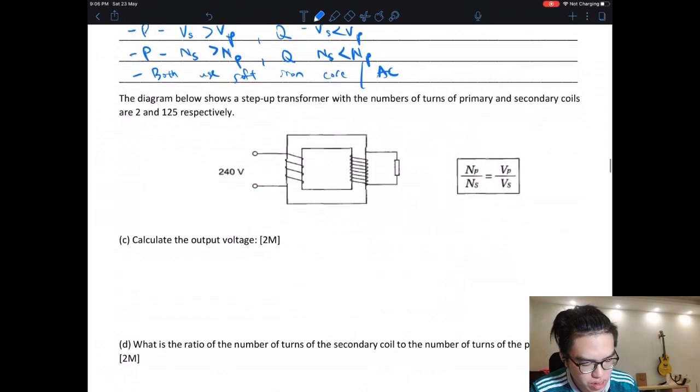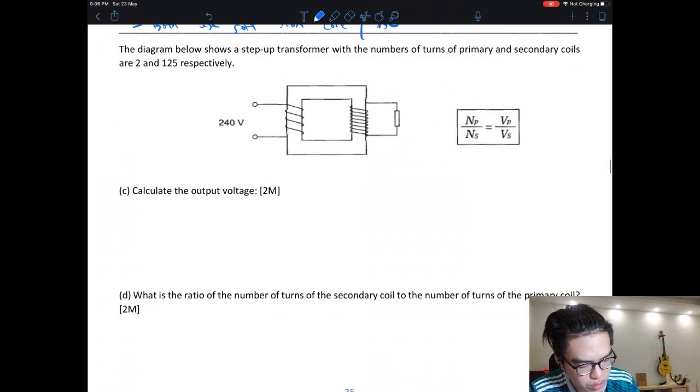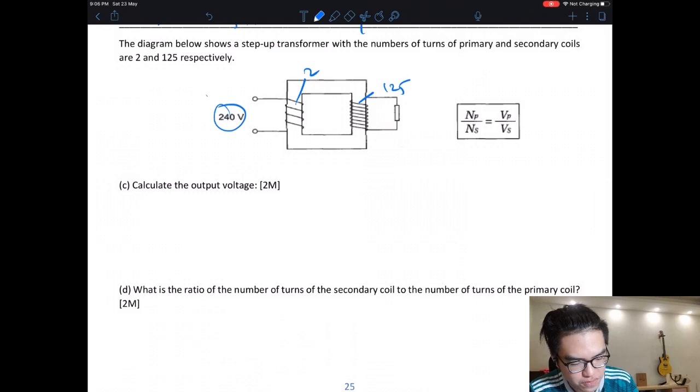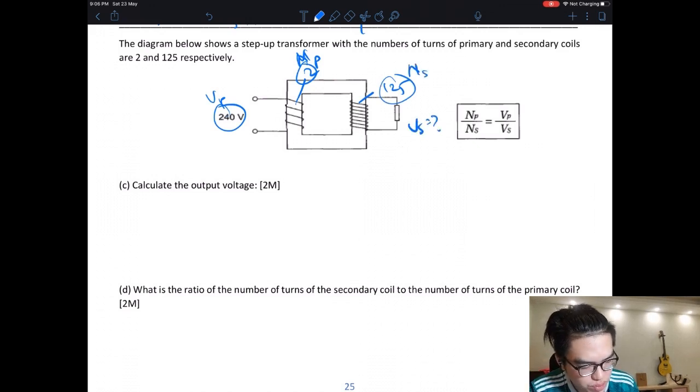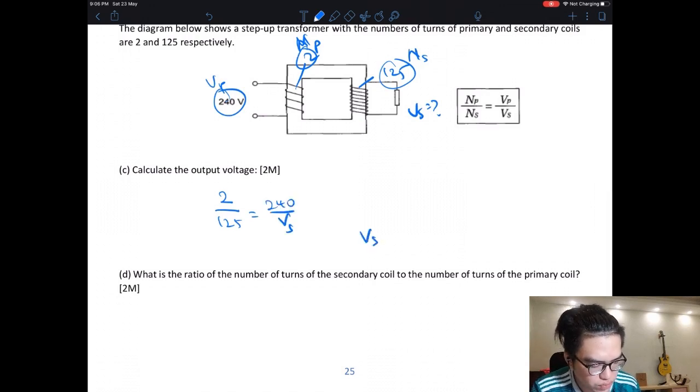Okay, so calculate. Oh, they even draw it for you. So this is 2 and 125. This is my VP, NP. This is NS. So VS I don't know. So I just put it in. NP over NS is 2 over 125 equals 240 over VS. So my VS is 240 times 125 divided by 2.